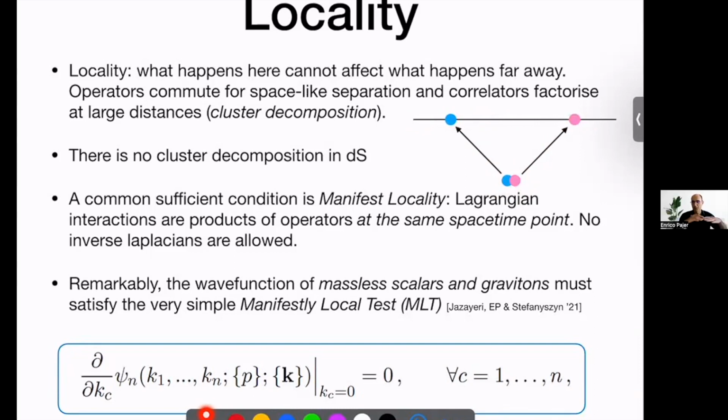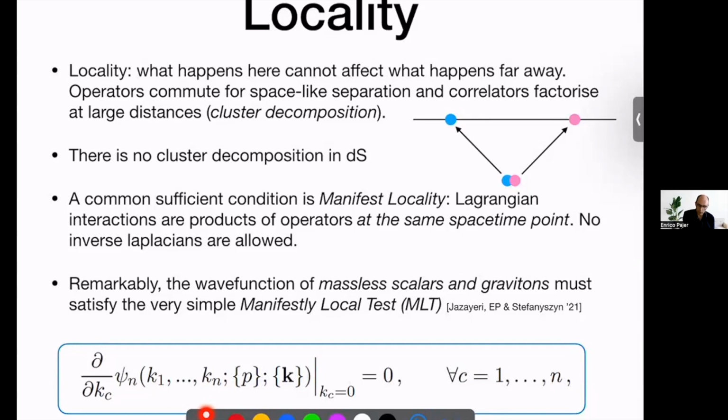I believe in bulk locality. How do I see it? I would say that the question is still largely open in the most general setup. But we have an interesting piece of evidence, which is only valid for massless scalars and gravitons, and so far has been tested only at tree level, but perhaps it's valid beyond that. For massless scalars and gravitons, there is a very simple relation which is implied by locality.